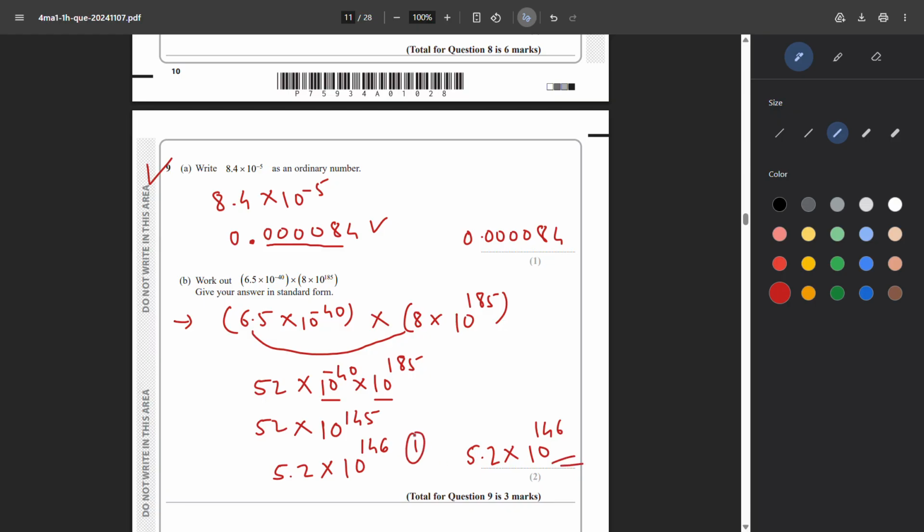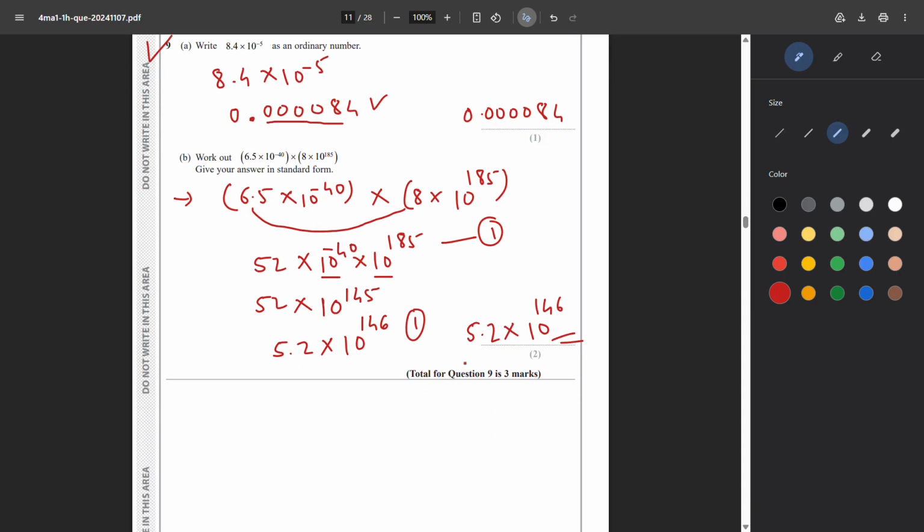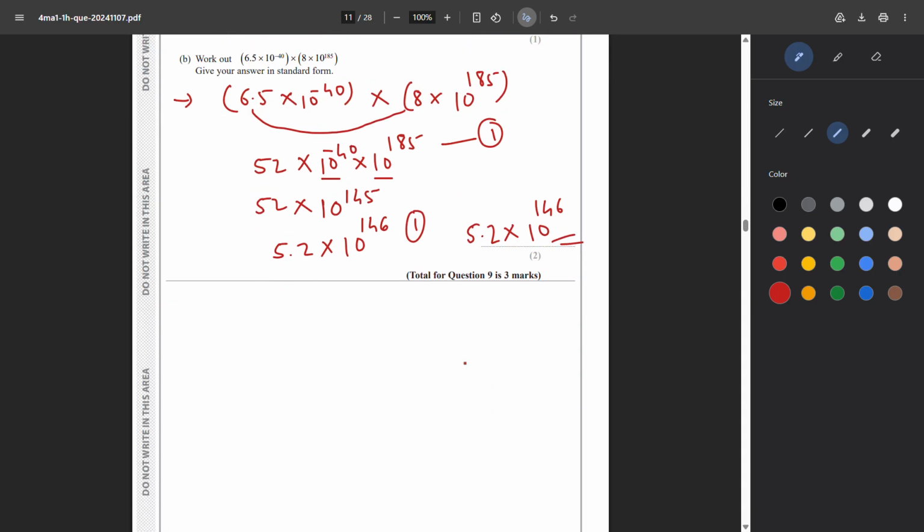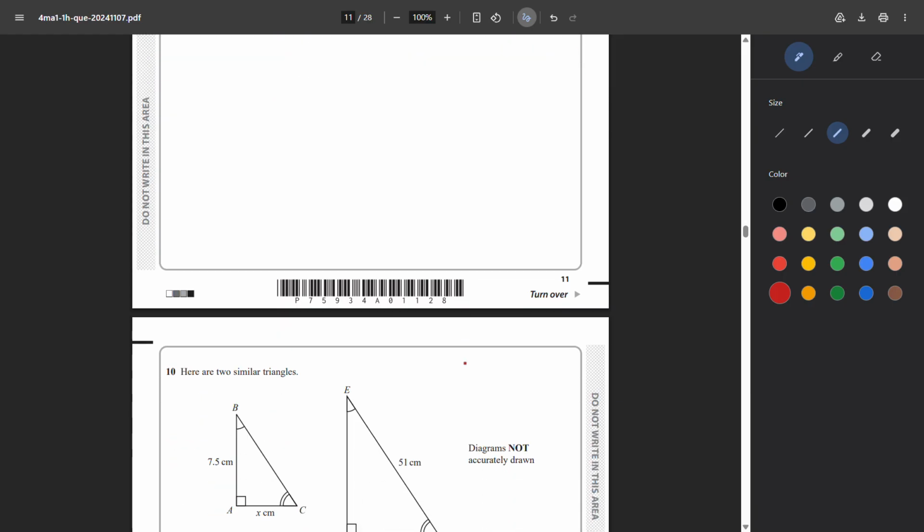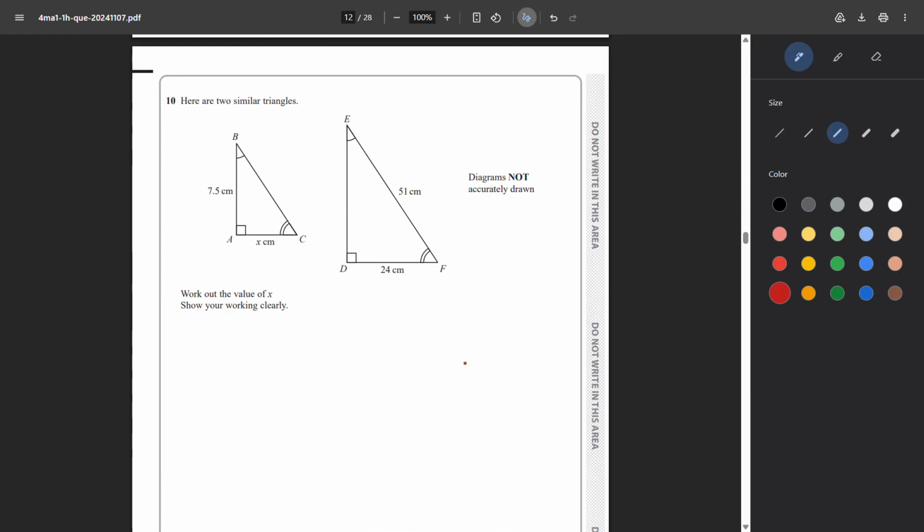For this answer you will get 1 mark, and for this step calculation you will get 1 mark. This question is for 2 marks. So this will be your final answer. I hope question number 9 is clear. It's a very simple topic, ordinary form and standard form. You just have to focus on decimal points. Remember this, to solve this kind of question you have to focus on decimals.